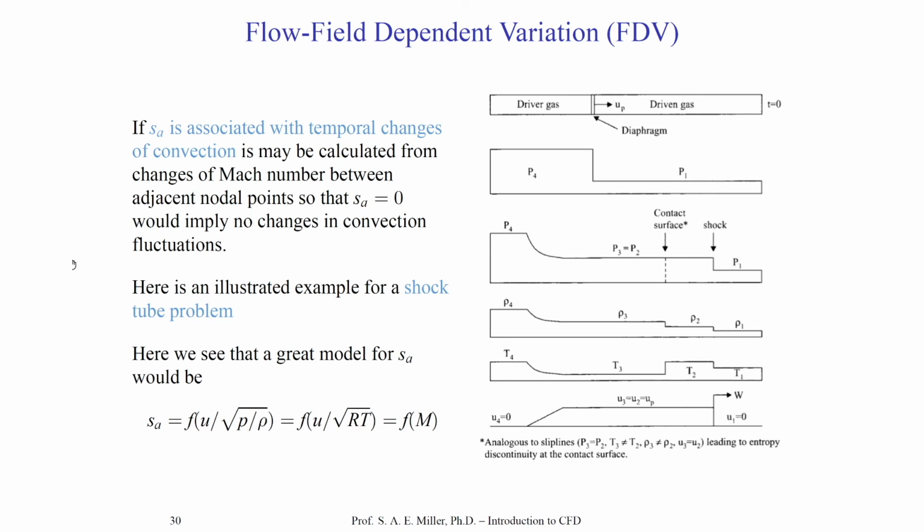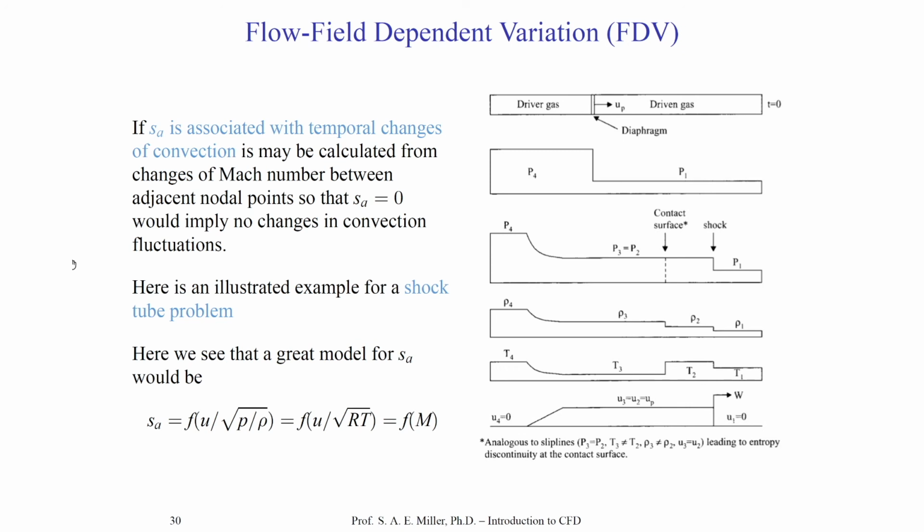If SA is associated with temporal changes of convection, it may be viewed from changes in Mach number between adjacent nodal points. Setting SA to zero would imply that there are no changes in the convection fluctuations. Let's look at an example for the variation of SA for a shock tube problem.